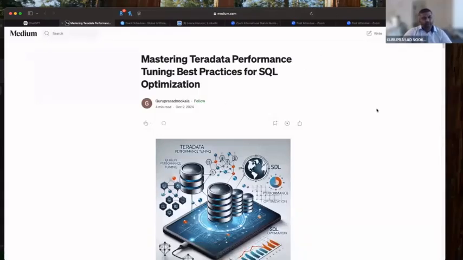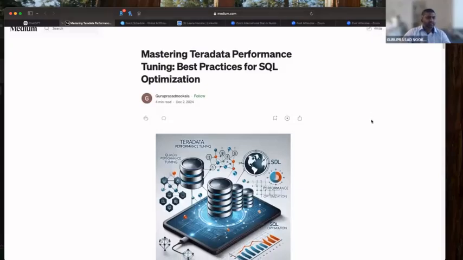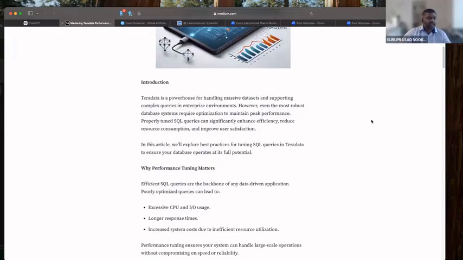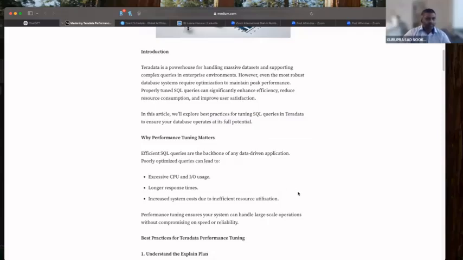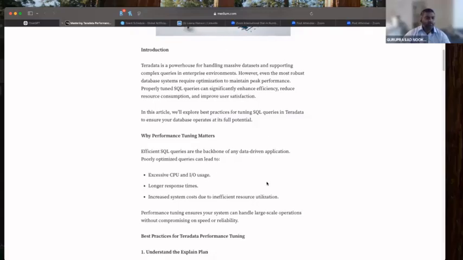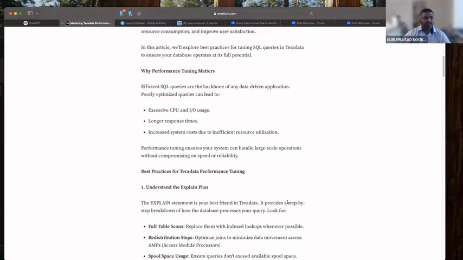So we can master SQL in database by using the performance tuning techniques, and these are the best practices for SQL optimization that I have come up with. We know why performance tuning matters. Efficient SQL queries are the backbone of any data-driven application. Poorly optimized queries can lead to excessive CPU and IO usage, longer response times, and increased system cost due to inefficient resource utilization. All these kinds of drawbacks will happen if your query is not optimized properly.